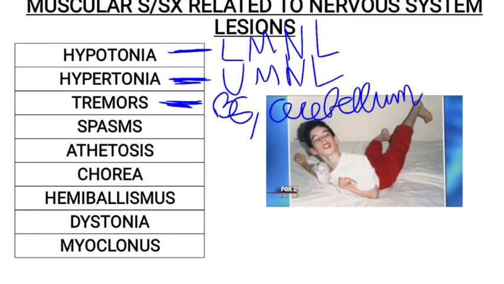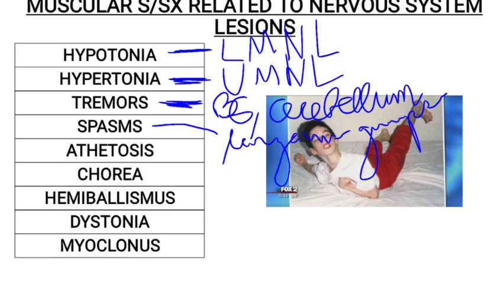Next, you have spasms. So spasms are sudden contractions of large groups of muscles. So let's put that: large muscle groups. So these are involuntary and usually happen with damage to your descending tracts. Next, you have your athetosis and your chorea, as well as your hemiballismus. So all these three are types of movement disorders in which the affectation usually is found within your basal ganglia.